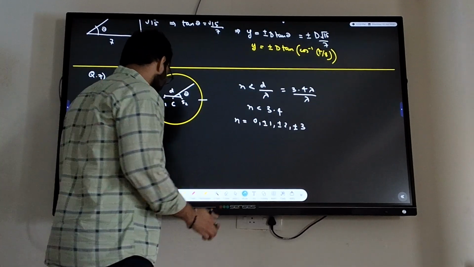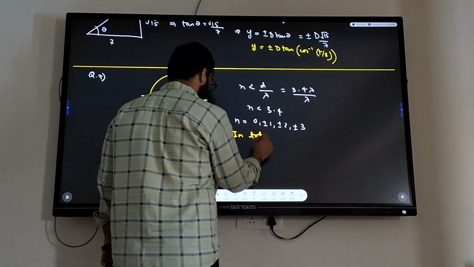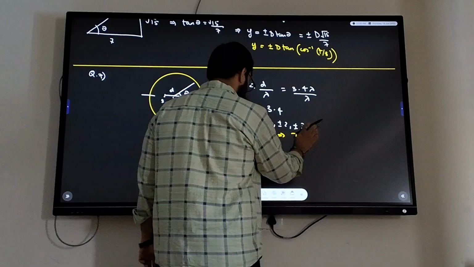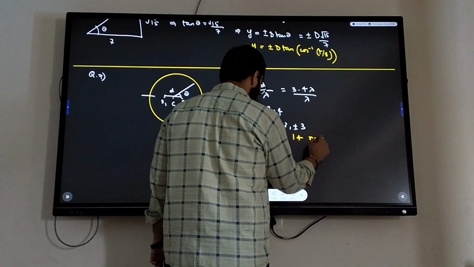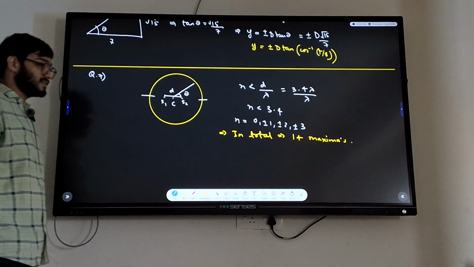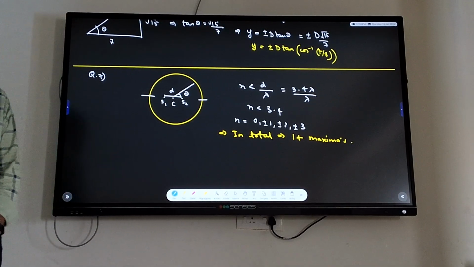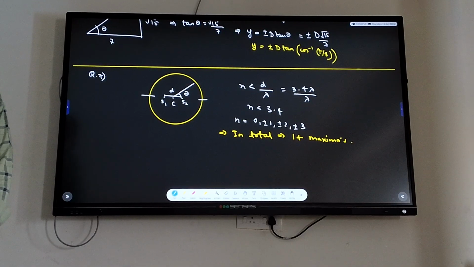So in total, 14 maximas. हाँ, तुमने 15 भी बोला, 16 भी बोला, लेकिन 14 नहीं बोला. मिनिमास में कुछ नहीं बोलता अभी. Did you understand? It was that simple.